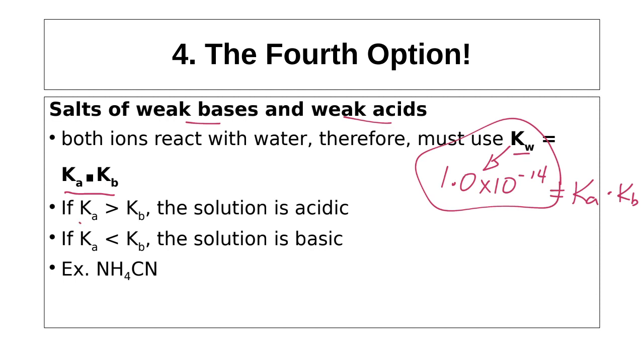And if the Ka is greater than the Kb, our solution is going to be acidic. If the Ka is less than the Kb, or the Kb is going to be greater, then the solution will be basic. So let's use this formula right here, this ammonium cyanide salt, and let's calculate the Kas and the Kbs of that and determine what pH we should be getting.